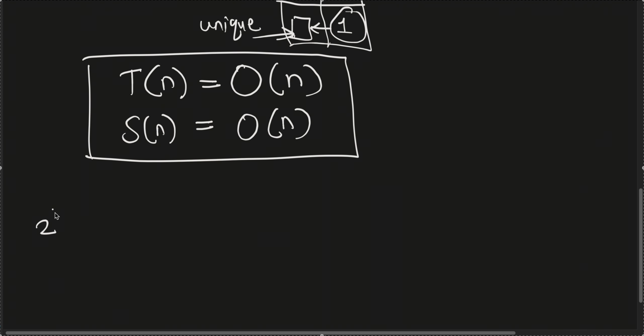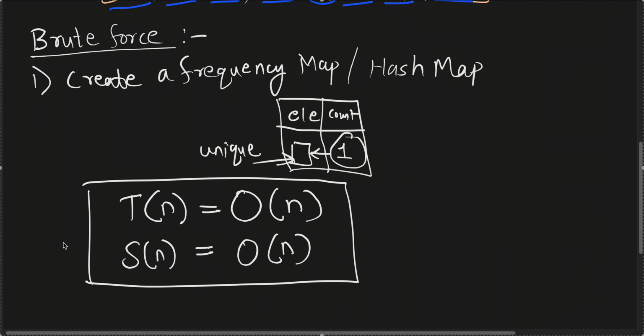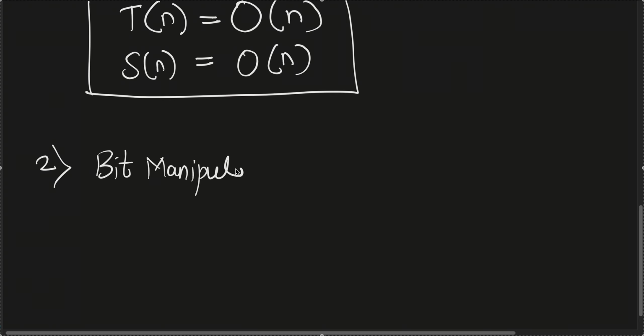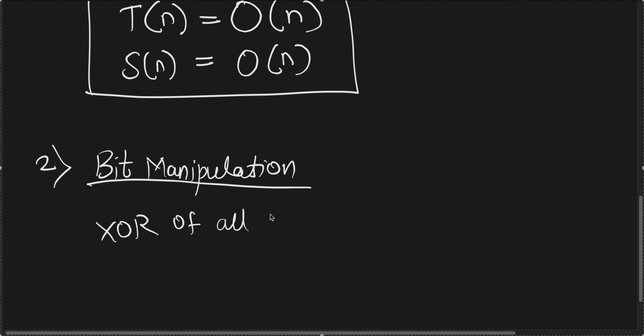What can be the other approach to find the unique element? Another approach is we can use the bit manipulation concept. We have already understood the bit manipulation concept. So one approach is we can use the XOR operation. We can do XOR of all array elements. We will iterate the given array and apply the XOR operation to all the array elements.